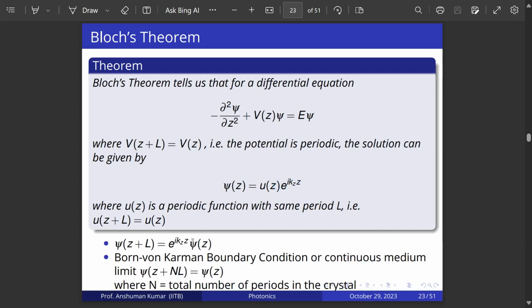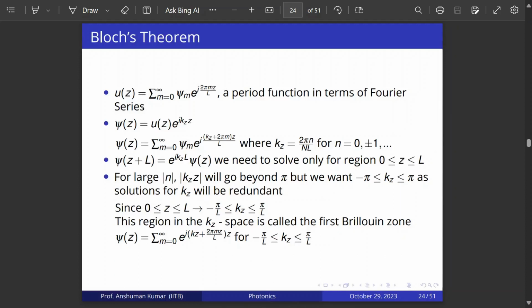Since u is a periodic function, our psi follows this condition. Now we introduce the boundary condition, which says that the wave function at the boundary and at the starting point are equal, and N is the total number of periods in the crystal. From this, we find that kz times N L can take only integer multiples of 2 pi.